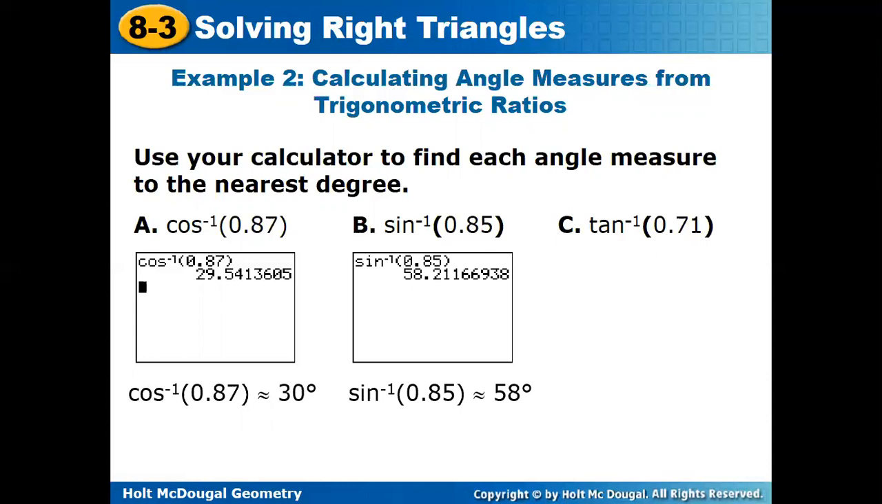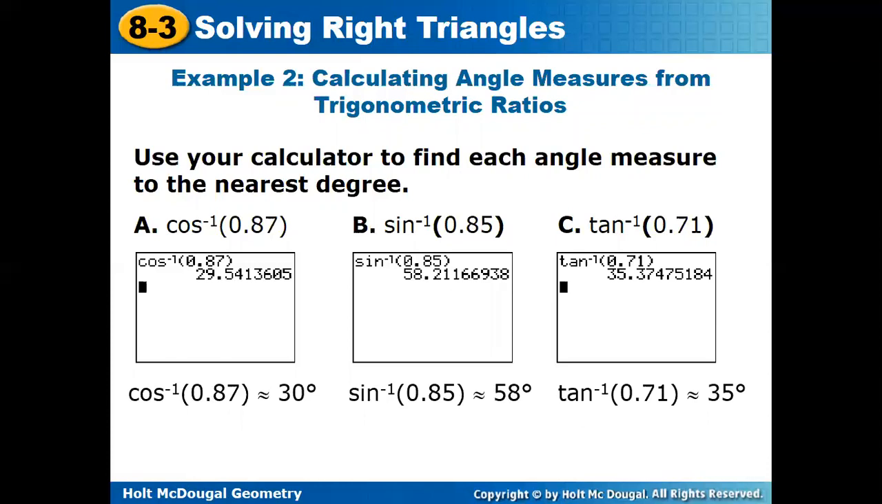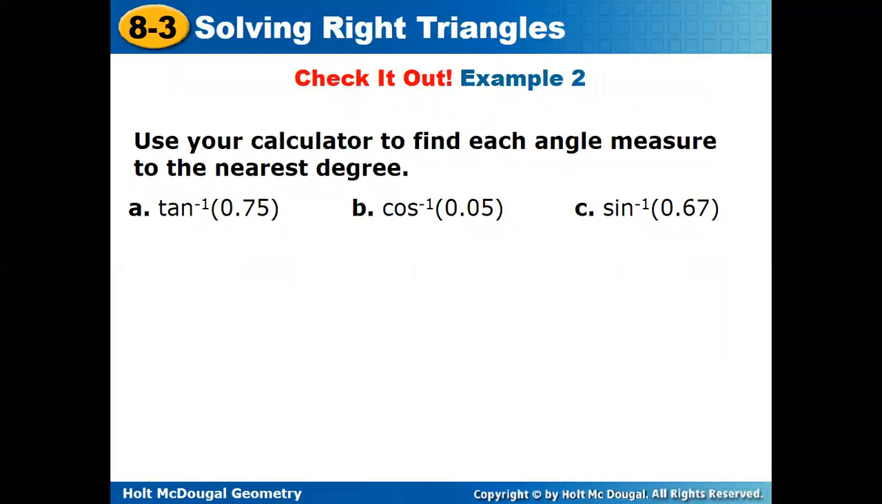Also the third one, yes, excellent. It will be shift, then tangent, then write 0.71. Press equal. It will be approximately 35 degrees. Now we have checked, and you have, I think, 1 minute to solve this because you will use your calculator.